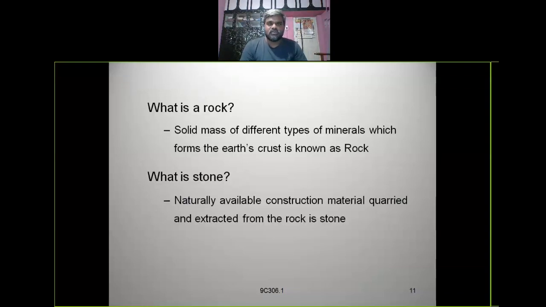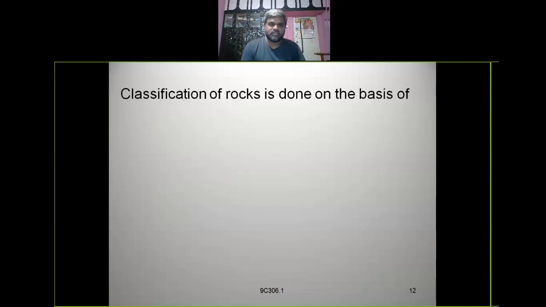What is a rock? A rock is a solid mass of different types of minerals which forms the earth crust. This is known as rock. What is a stone? What is the difference between stone and rock? Stone is a naturally available material quarried and extracted from the rock. It is called stone. The properties of stone depend on the parent rock, how it is there. So we'll take that.